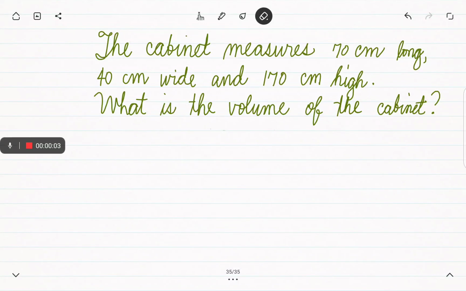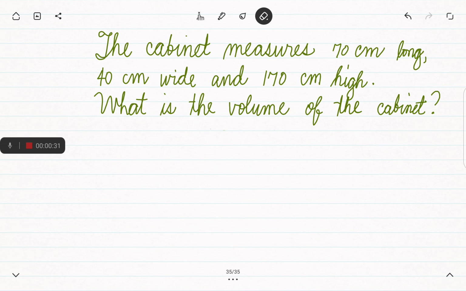So given the problem for items number 1, 2, and 3, which reads: the cabinet measures 70 centimeters long, 40 centimeters wide, and 170 centimeters high. What is the volume of the cabinet? For item number 1, what is asked in the problem?